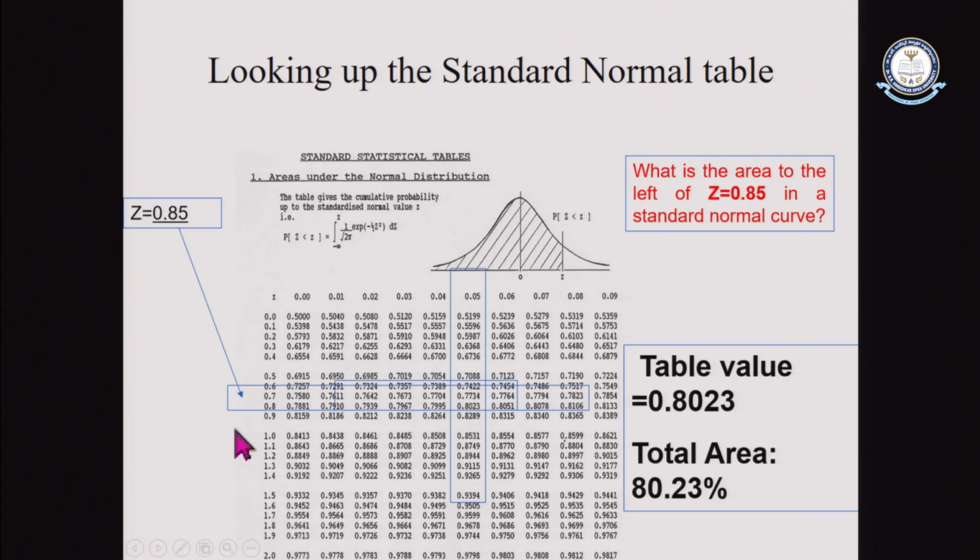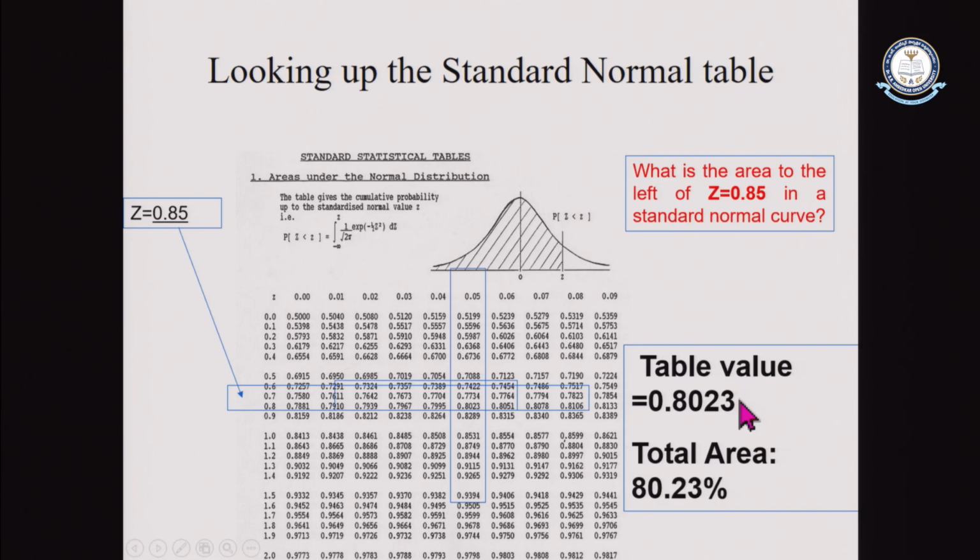The vertical values go up to 3 only, because the maximum range here is 3 in the table. We take whatever values are required for us. The intersection point of the horizontal and vertical values gives the table value. So in that case our table value is 0.8023, so I will get the total area.